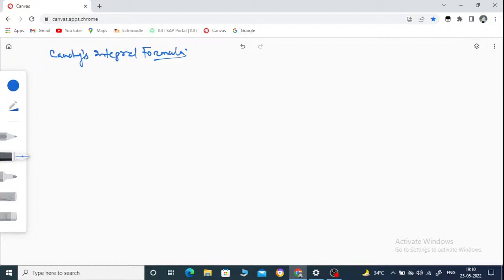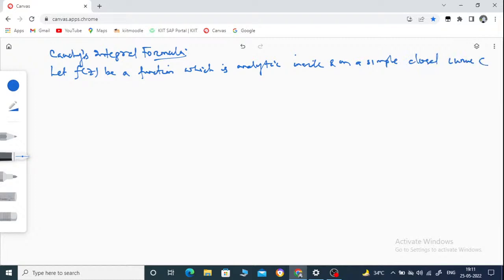Let f of z be a function which is analytic inside and on a simple closed curve C.